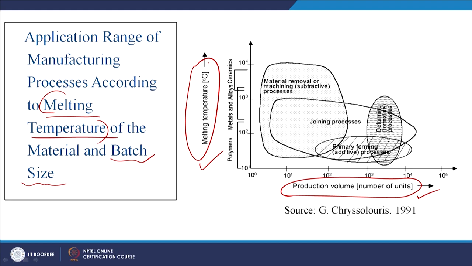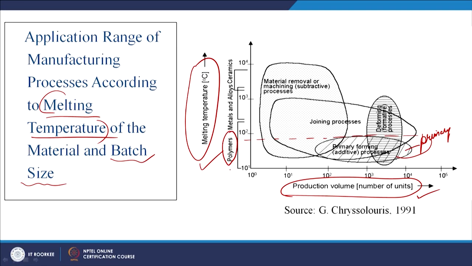When we have to select a manufacturing process, we must focus on these two parameters. We can see that if the melting temperature is very, very high, we cannot use a casting process, because in casting we need to melt the metal. Here we see the primary forming processes, where casting falls. So it can only be used up to a melting temperature of a specific range. If the melting temperature of the material is less, we can use the primary forming processes. From the materials point of view, for polymers we don't have too high melting points, and therefore primary forming processes such as injection molding and compression molding can easily be used for processing of polymers.